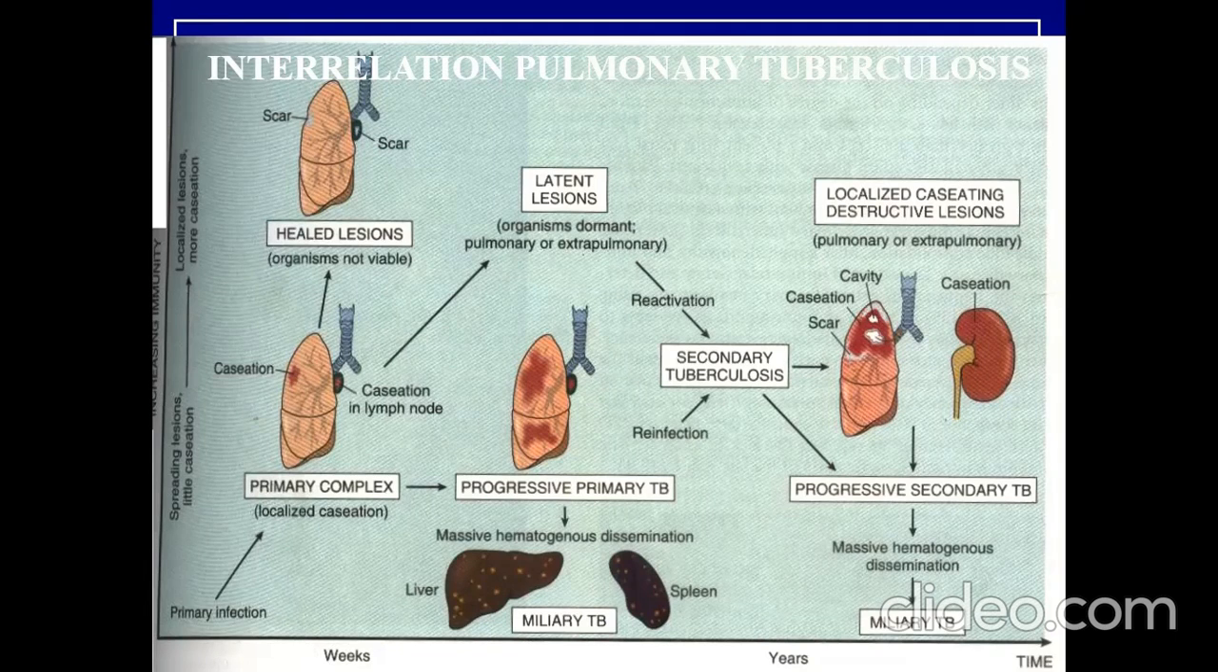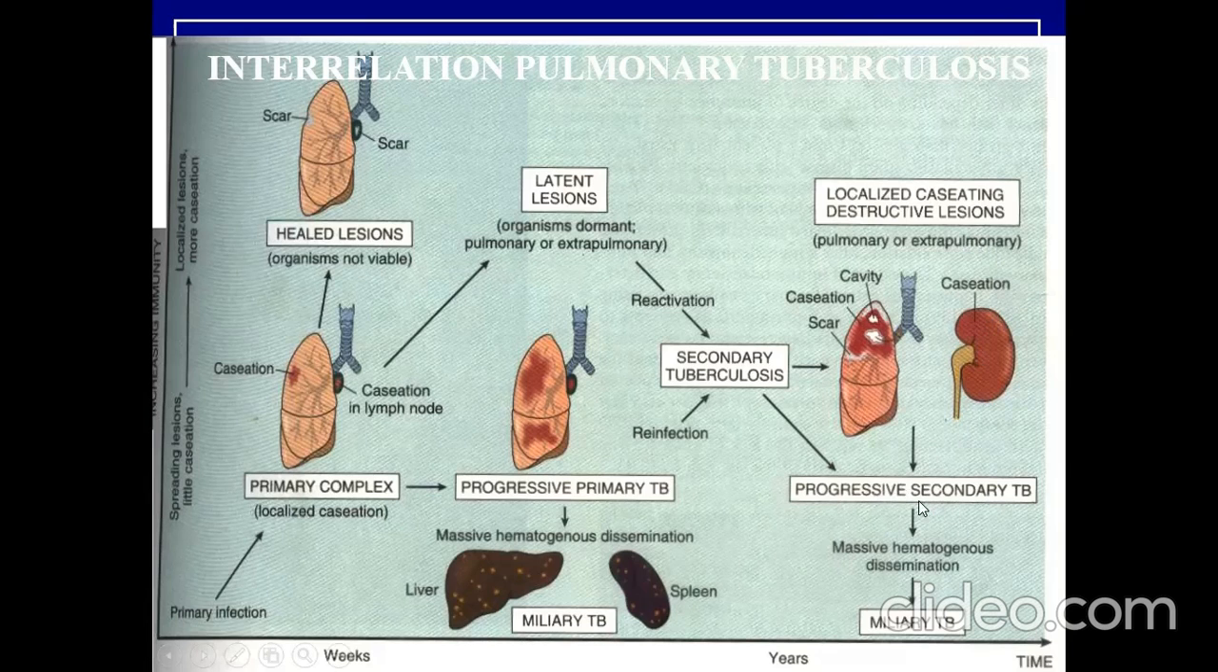There again, there is cavitation, and caseation happening. Then depending on the site where the immunity is affected, you can also get extrapulmonary tuberculosis. Around 4 to 5% of people have extrapulmonary tuberculosis. This is just an example of caseation in the kidney. So this is a progressive secondary tuberculosis.